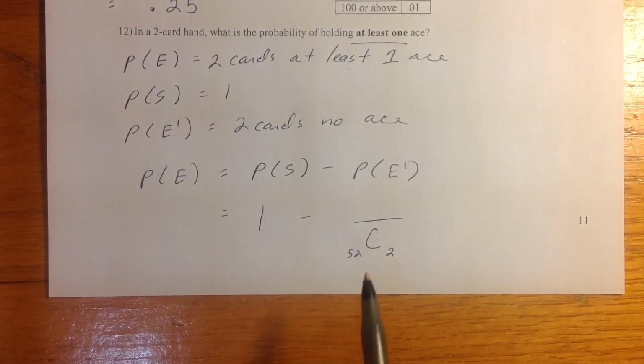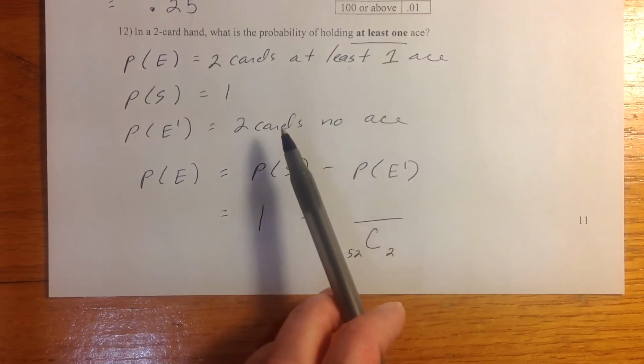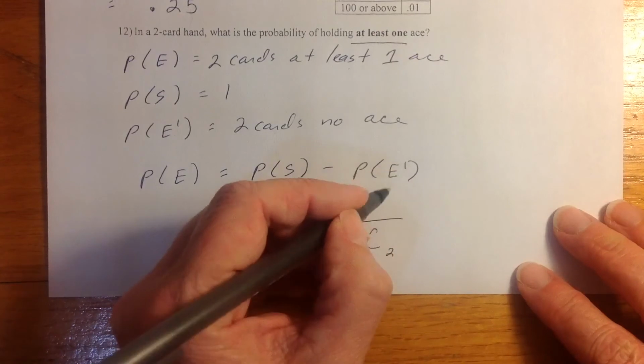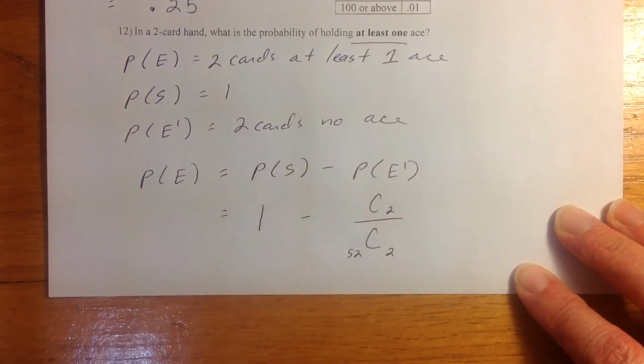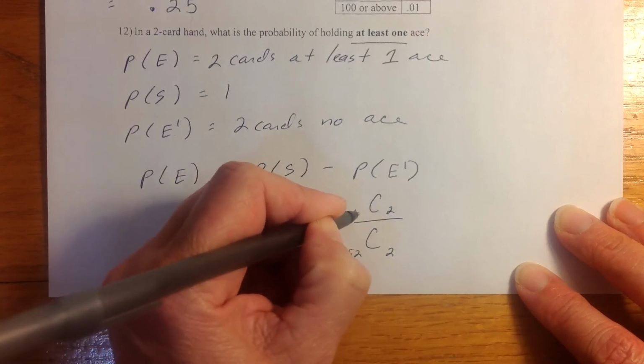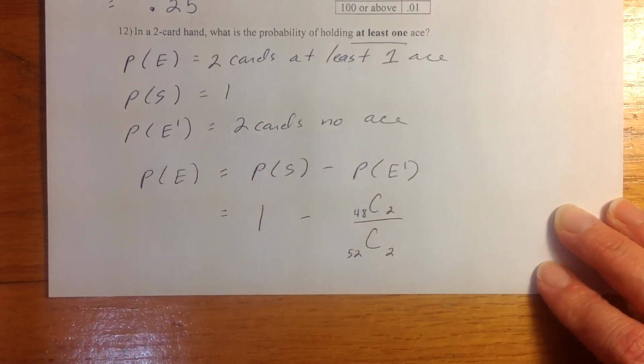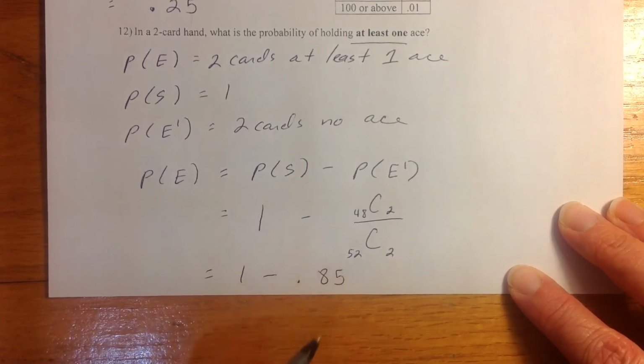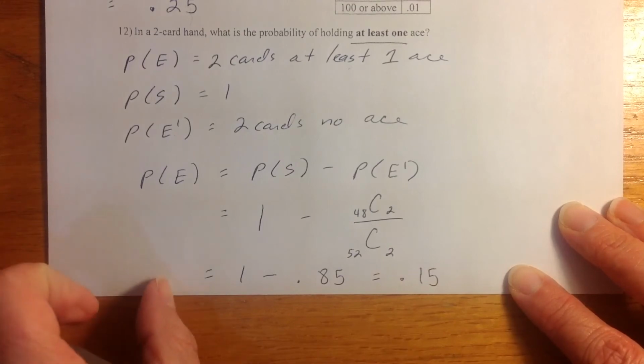Now the top is still 2 cards, but no aces. So it's still a combination. It's still 2 cards we need in our hand, but we're going to remove the aces. So 52 cards will go down to 48. This will be 1 minus 0.85, which now equals 0.15.